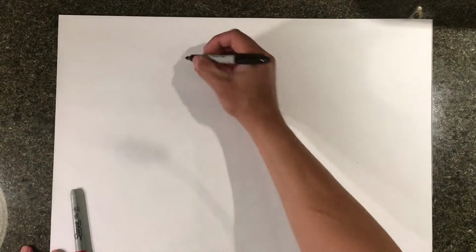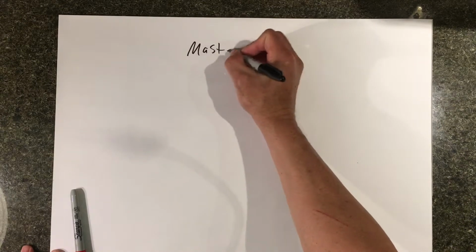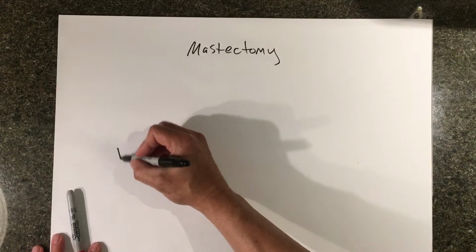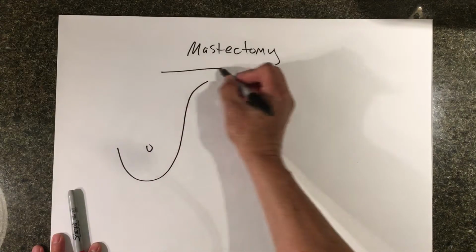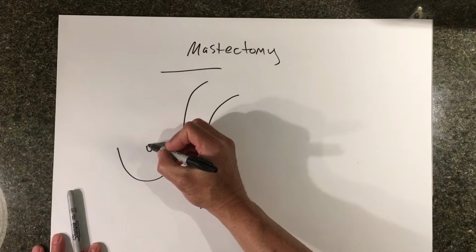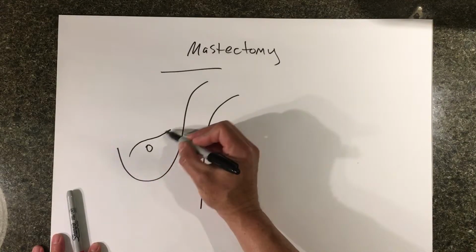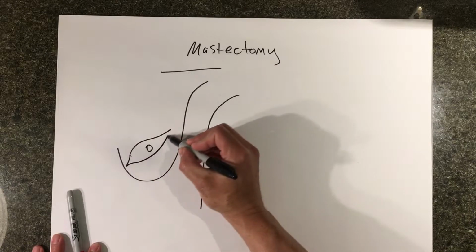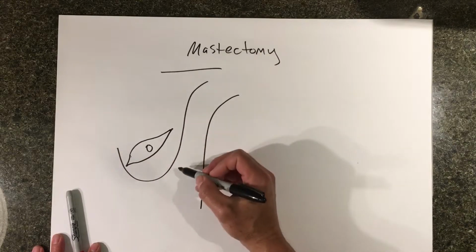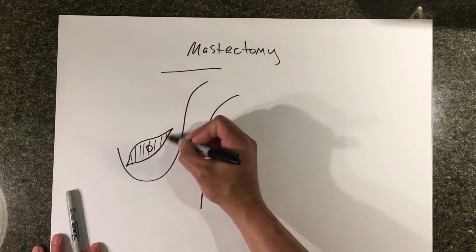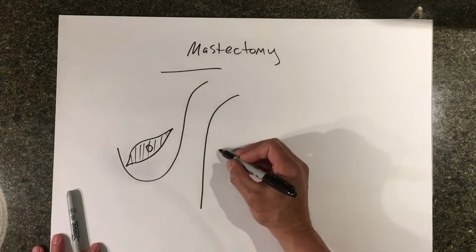Okay, today we're going to talk about mastectomy surgery. So a mastectomy is removal of the entire breast. If you look at a breast here, mastectomy is typically done through an elliptical incision around the nipple, oriented in a slightly horizontal fashion, and the skin around the nipple and including the nipple is removed.